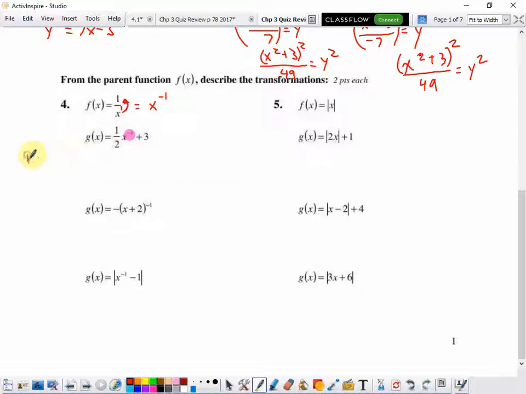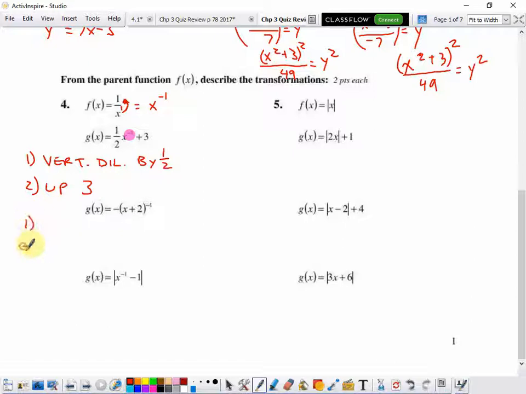Outside the function, we're multiplying by 1/2. When we multiply outside of a function, that is a vertical dilation, and it is by that number, 1/2. And then when we add 3 outside of a function, that function shifts up 3 units. So that means all the y values for this function get cut in half, and then it shifts up 3.